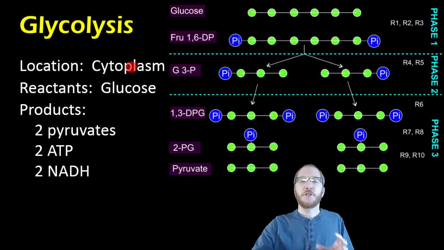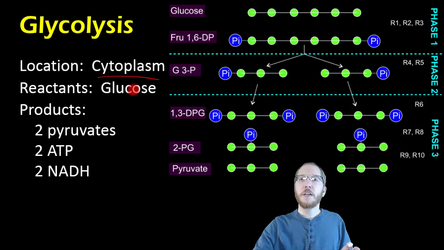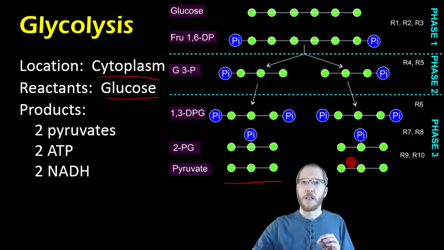Now the universal step in cellular respiration is glycolysis. This occurs in the cytoplasm. It needs nothing fancy. It doesn't need oxygen. It doesn't need a mitochondria. It's just going to take glucose, which is a 6-carbon molecule. Each little green sphere here simulates a carbon. And it's going to split that ultimately into 2 3-carbon pyruvate molecules.